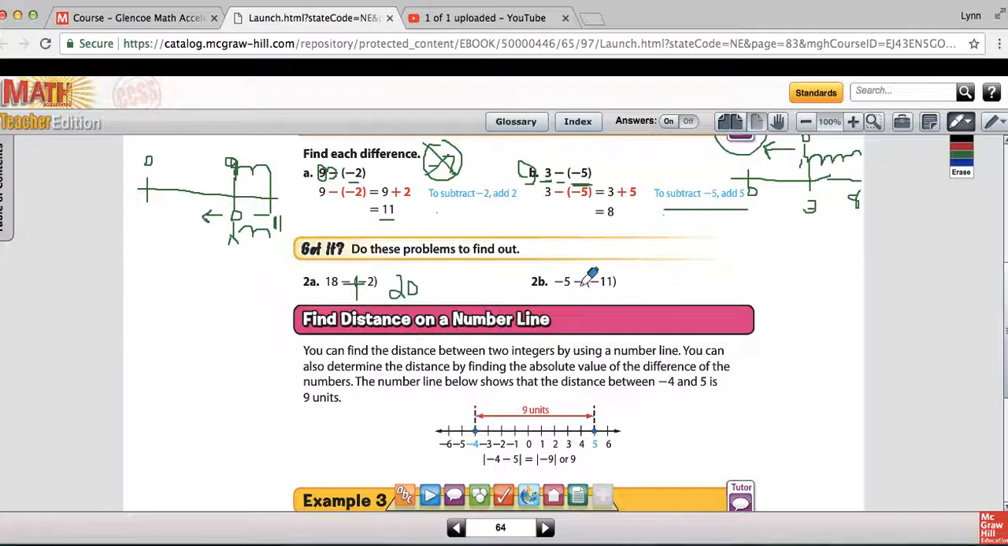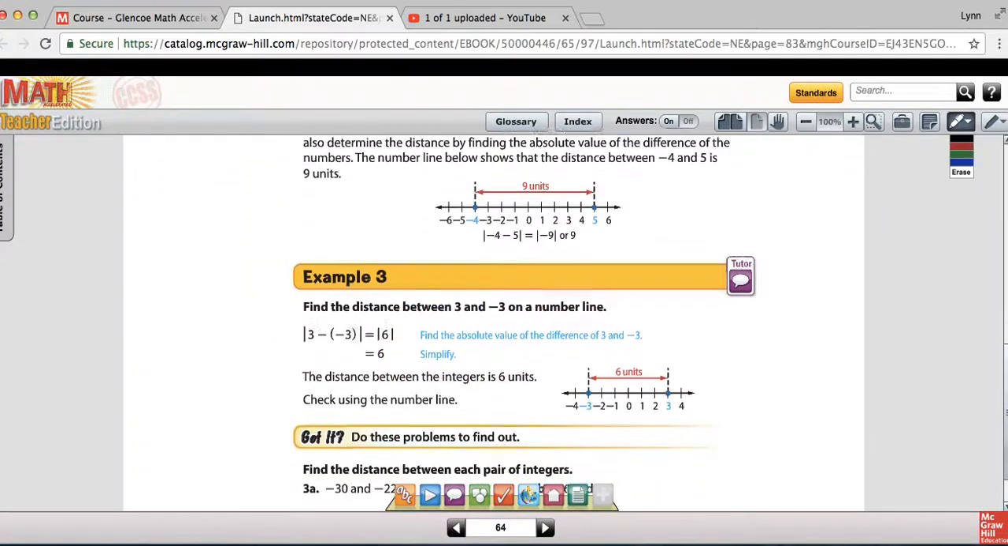And 2b, we have two negatives here, so we have negative 5 plus 11, so that will end up at positive 6. Make sure to get those recorded on your note sheet.